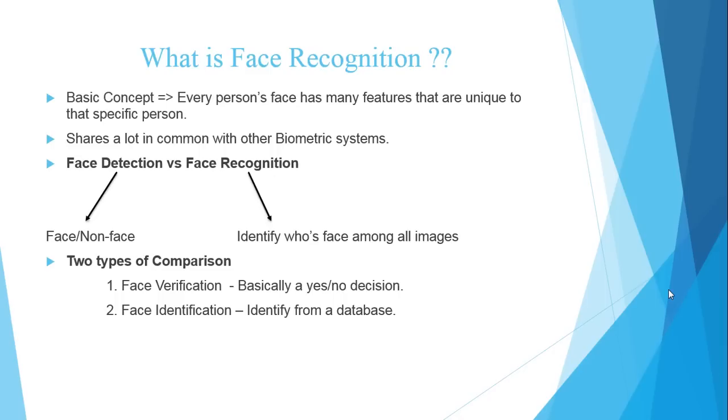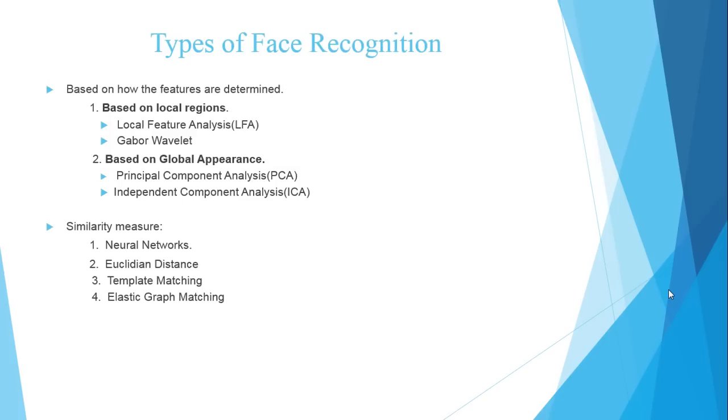from the database. There are two types of comparison techniques used. The first one is face verification. It's just a yes or no decision wherein two images are presented, and if the images match, it says yes, otherwise it's no. Face identification is a relatively complex approach wherein the image that matches the test image is displayed from the database. There are different types of face recognition techniques in practice.